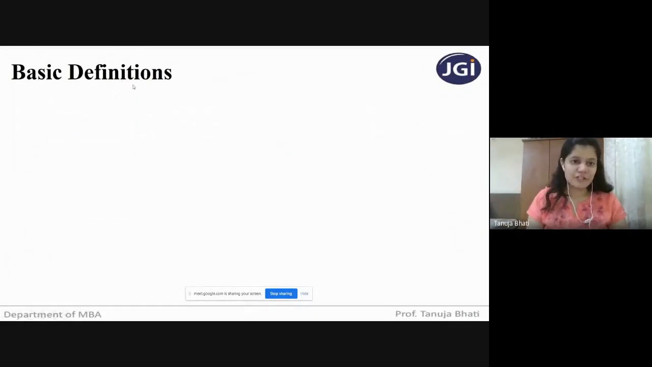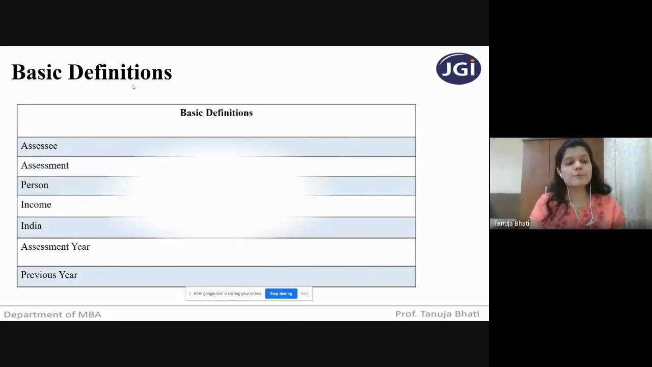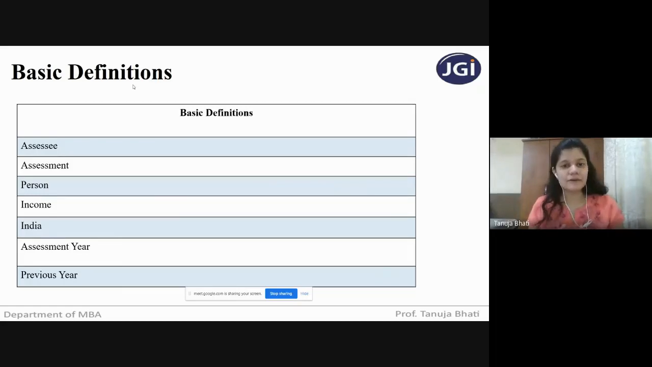Now let us see certain basic definitions under income tax, which are very, very important because these definitions will be used again and again in your entire modules. So you should be very well versed with what SSC means, assessment, person, income, India, assessment year, previous year. I'm talking only in respect of income tax, that is direct taxation. So let us see the first definition, SSC.